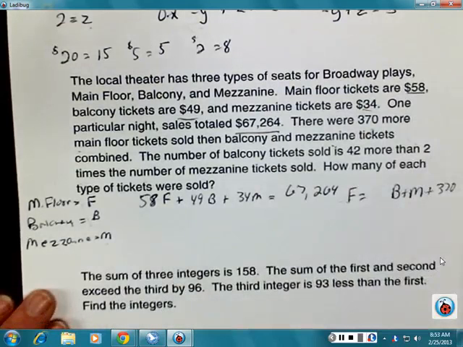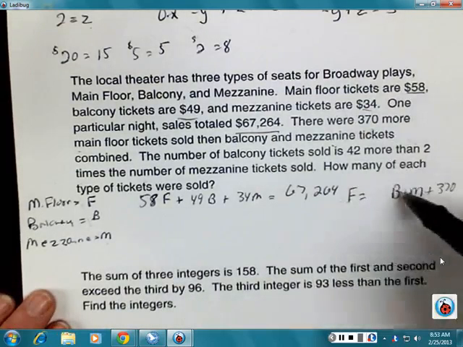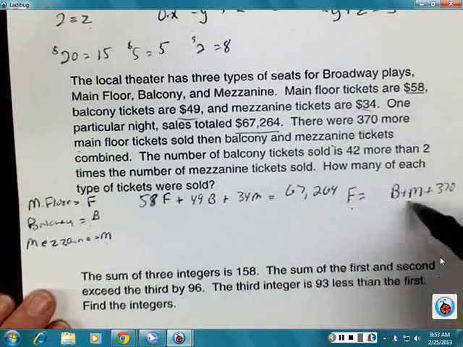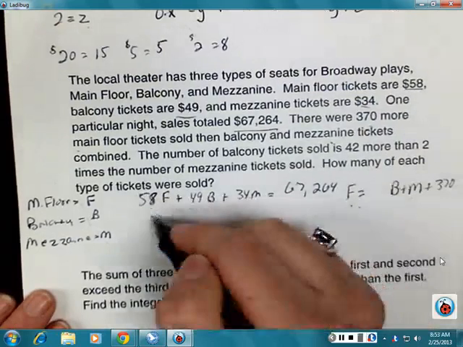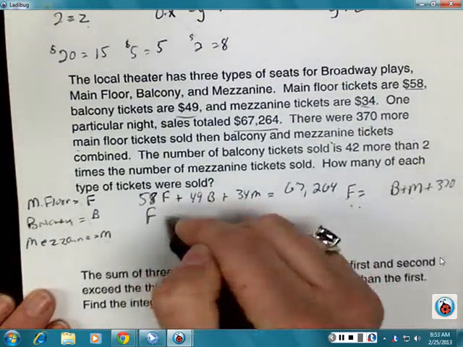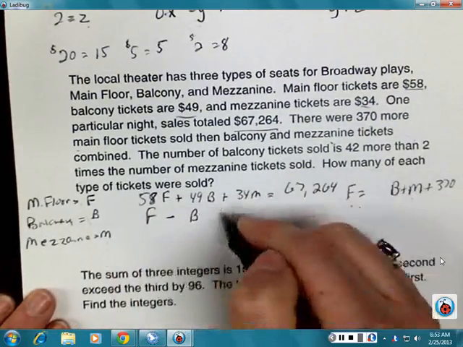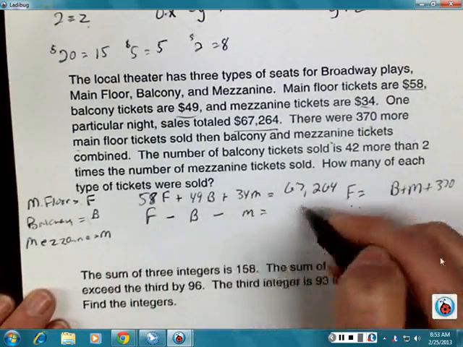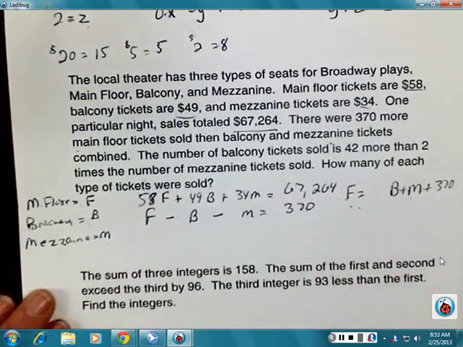I need to move my balcony over and move my mezzanine over. So really I'm going to have F minus balcony minus mezzanine equals 370. We okay with that part? With what I did there? Yes? Okay. So that takes care of that one.